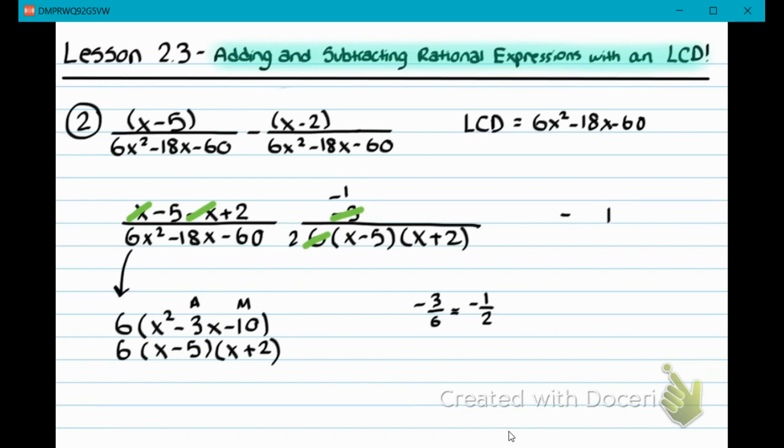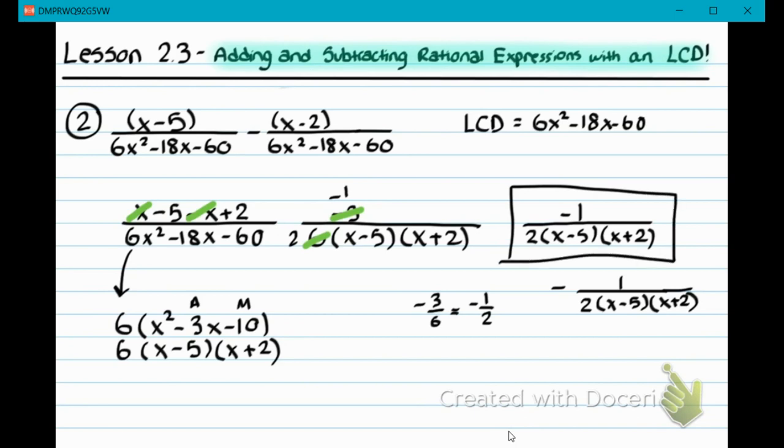You can either put the negative in front of the fraction or in the numerator. So you can write it in the numerator, and then 2 times x minus 5 times x plus 2, or you can write it in front. So negative 1 over 2 times x minus 5 times x plus 2. Okay, so either one of these would be the correct answer.